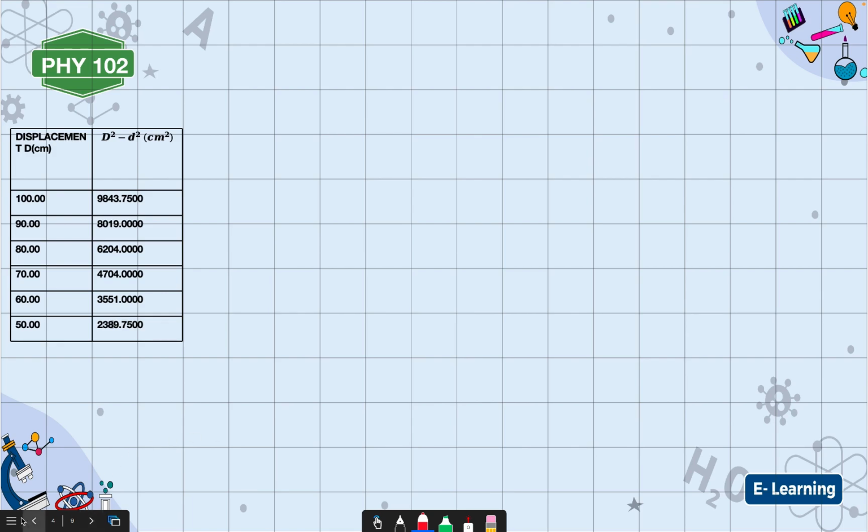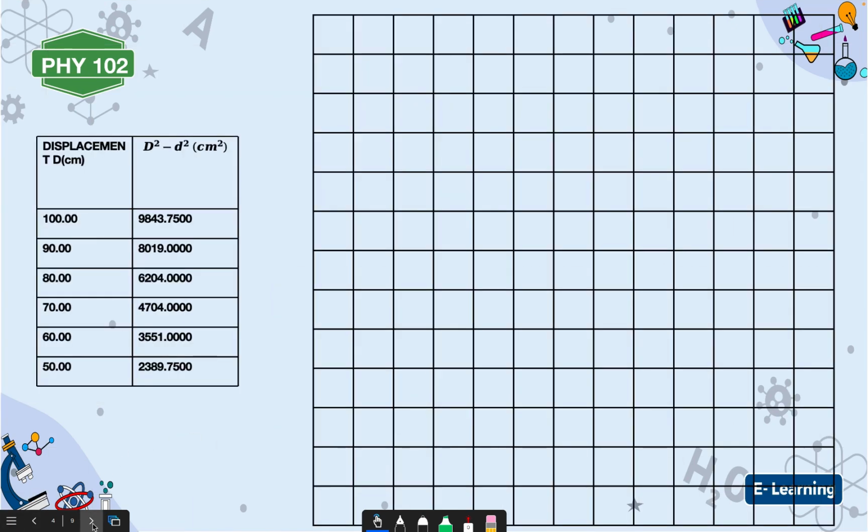Now, in order for us to plot this graph, we are to plot a graph of D squared minus d squared against D. You know, when you are plotting your graph, the first thing is to choose, first of all, let us rule our line. So I'm going to rule our line here.